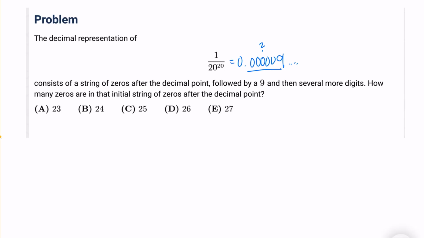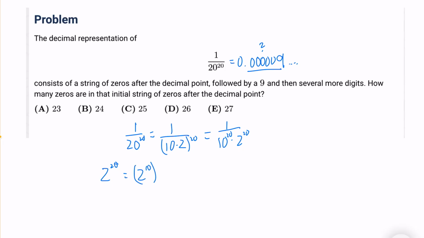So the only way to do this would be to do some estimation. We know that 1 over 20 to the 20th can be broken down into 10 times 2 to the 20th. And then we can separate this into 1 over 10 to the 20th times 2 to the 20th. Well, 2 to the 20th power can be written as 2 to the 10th raised to the 2. And we know that 2 to the 10th is 1024. These are just powers of 2 that we should know up to 10.